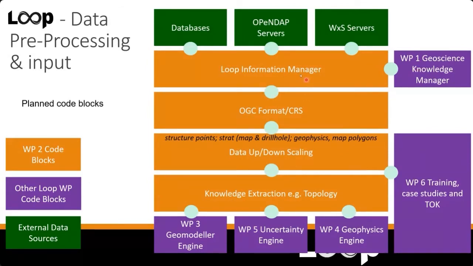The Loop information manager will have to deal with your formats, so OGC formats. So for example, can we build on the GSIML formats, and look also at your projection systems. It will do some data up and down scaling to make sure we don't propagate noise. If there is noise in the data, we need to smooth that out and not propagate the noise to the models. And then also analyze the topology automatically. So this is a bit of knowledge extraction.